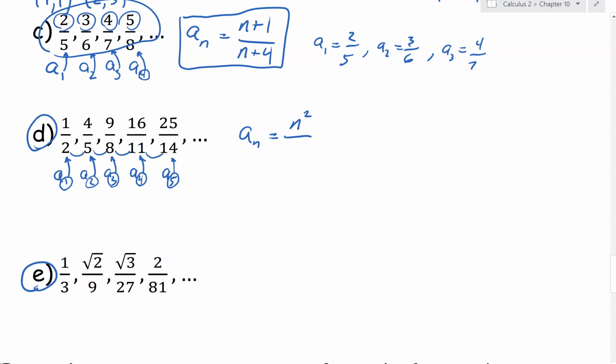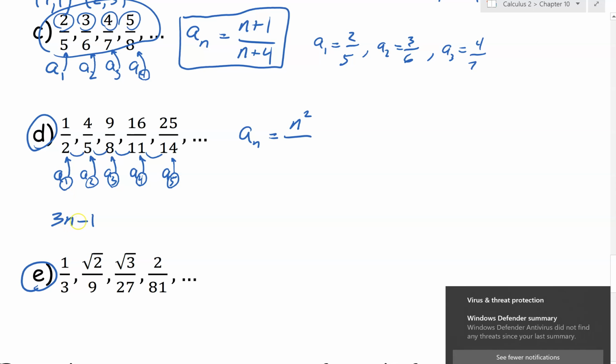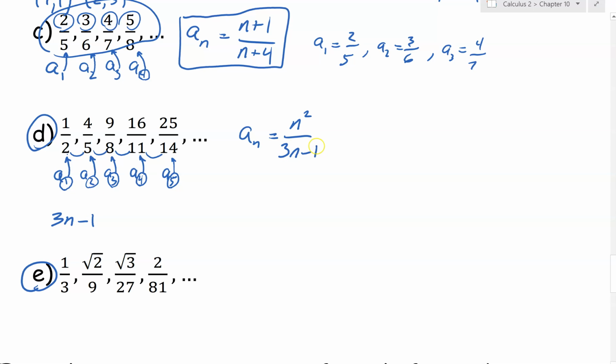So that is that linear relationship that we talked about earlier. And so we can see that since our change is 3 each time, we know it's going to be something to do with 3n. And then if I take 3n and I subtract 1, so in this case 3 times 1 minus 1 gives me 2. 3 times 2 is 6, minus 1 gives me 5, and so on. So our denominator is going to be 3n minus 1.